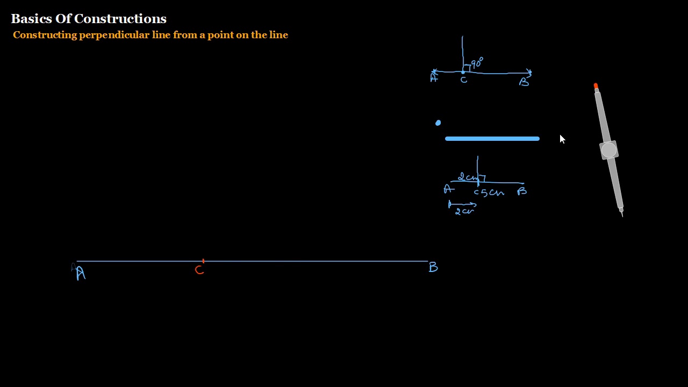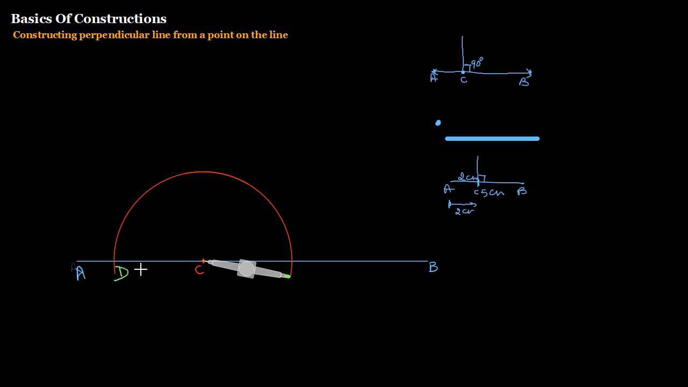For that, what I need to do is take your compass and place the point on point C. Draw an arc which is going to cut that line at 2 points on line AB. Let's name these 2 points as D and E. Let that be D, that is E. Those are the 2 points. So we got that the arc actually intersected that line at 2 points.